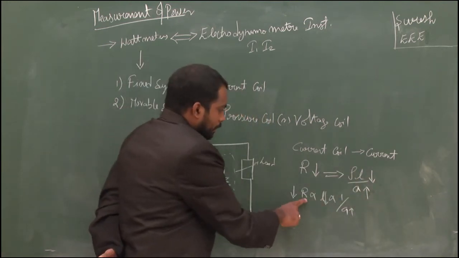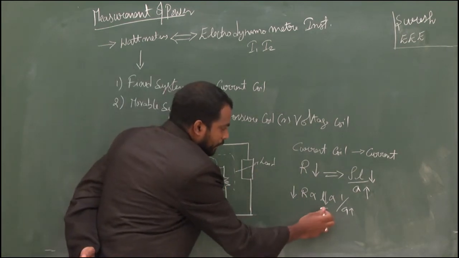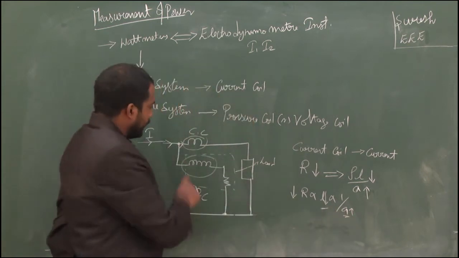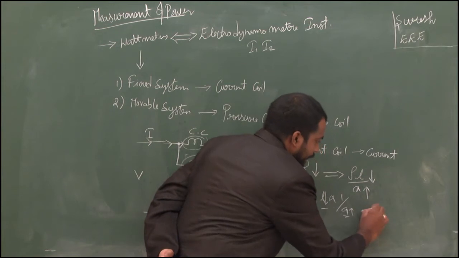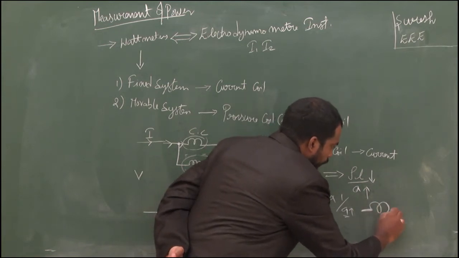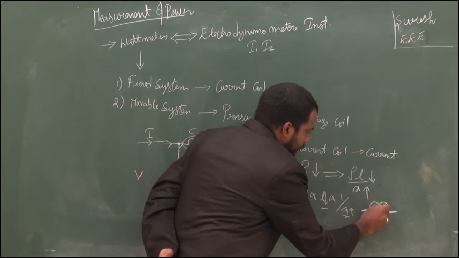That is the main reason we are representing our current coil with less length and more area. That's the main reason your current coil is represented like this. That is, it is represented with less length and more area. That means length is less and the area of this conductor is more.